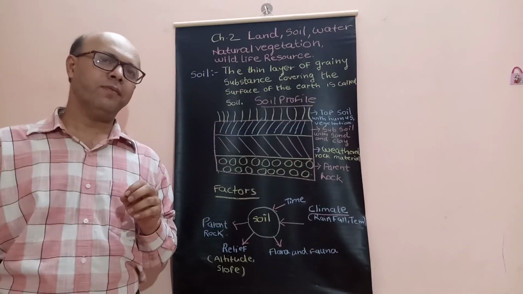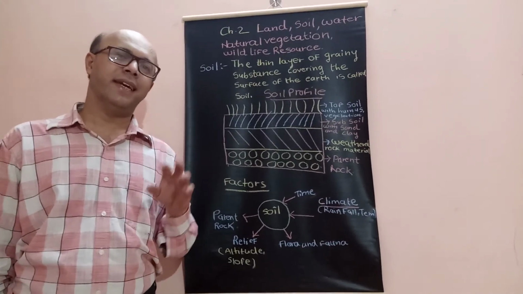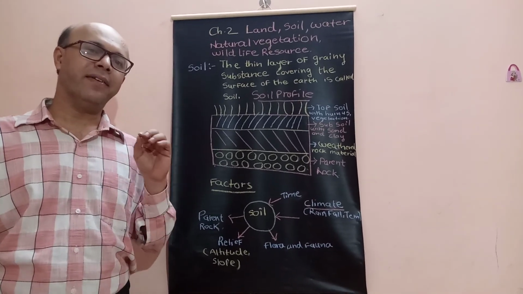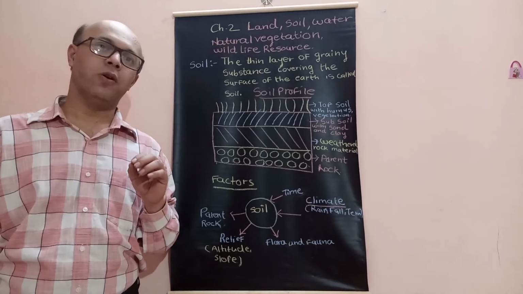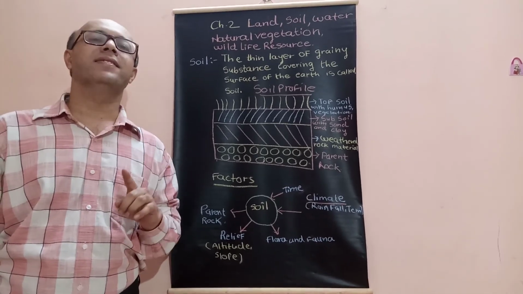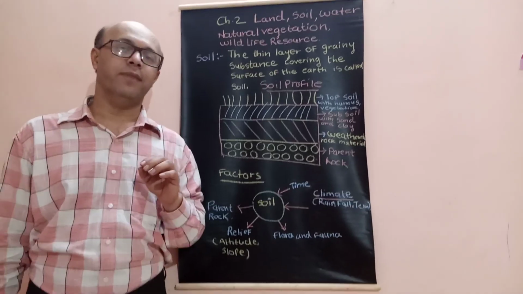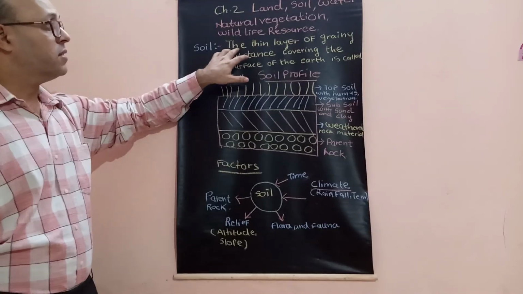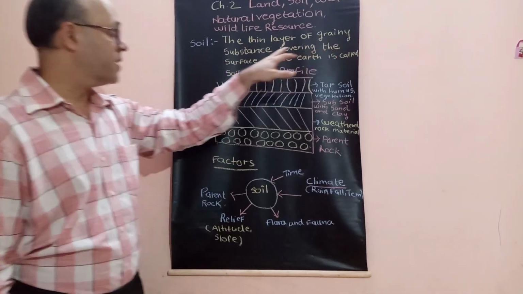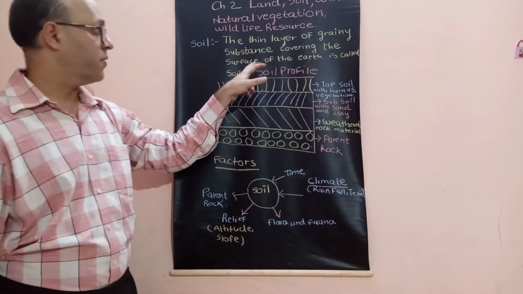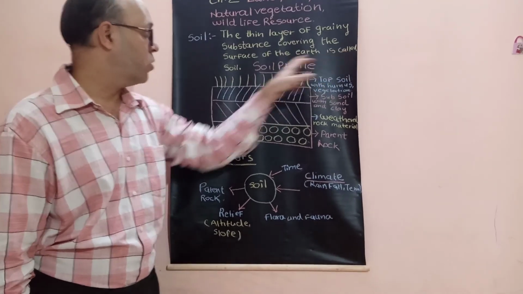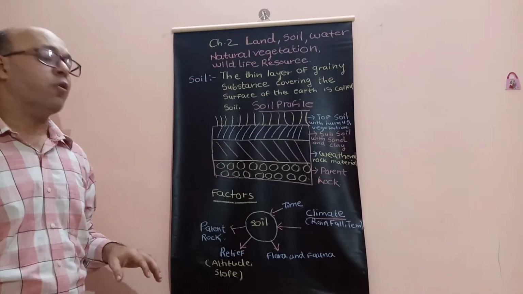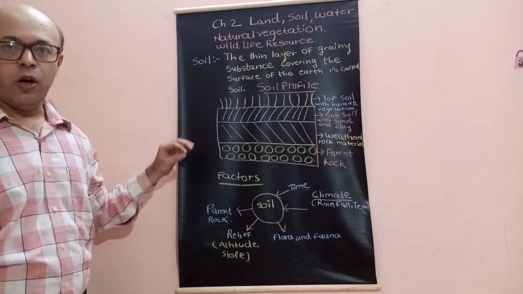Students, how are you? Imagine that you are standing in a ground and suddenly wind blows and your face is covered by a grainy substance. What is it called? Yes, your answer is right. It's called soil. So, what is soil? The thin layer of grainy substance covering the surface of the earth is called soil, and our today's topic is soil only. Now here I show you the soil profile.